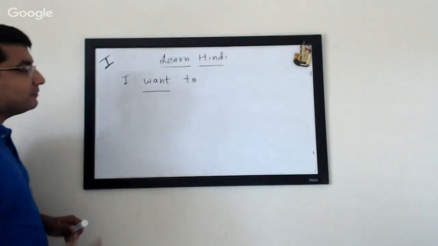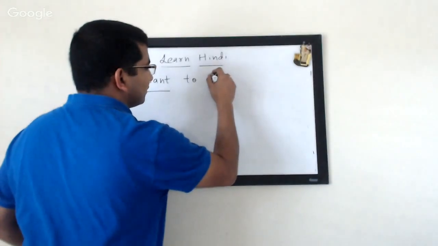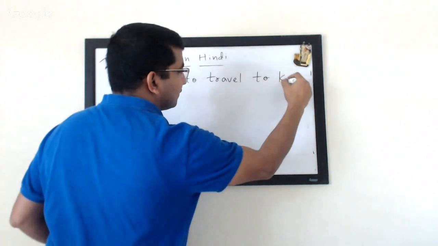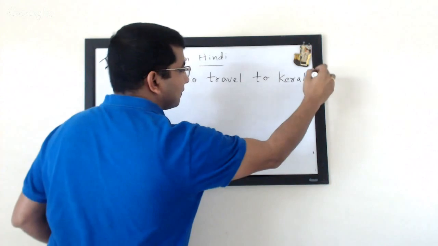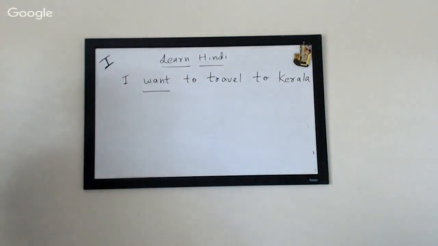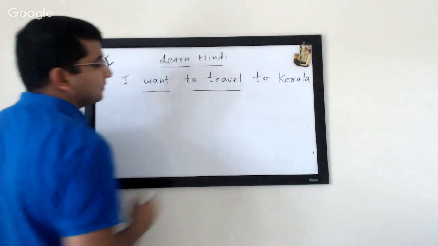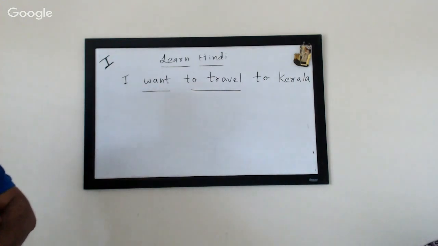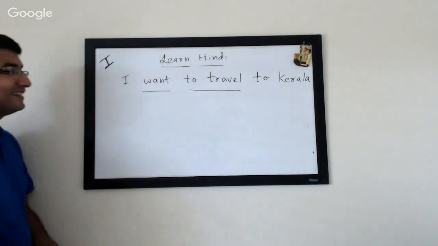Let's change it. Next one is I want to travel. I want to travel to Kerala. Let's see if you were able to figure out the word. To travel is? घूमना. Very good. घूमना.